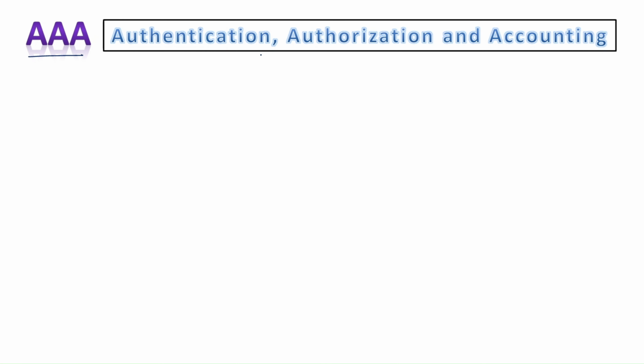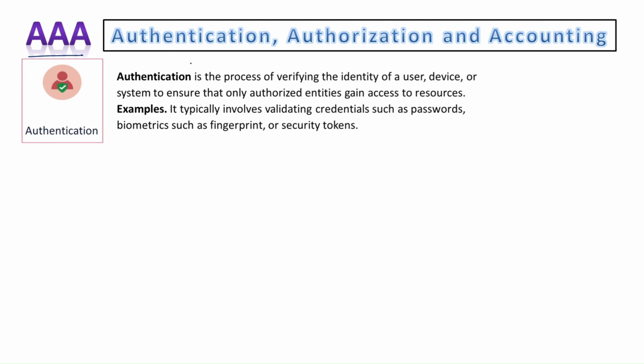Triple A, that is authentication, authorization, and accounting. Authentication is the process of verifying the identity of a user, device, or system to ensure that only authorized entities gain access to resources. For example, it typically involves validating credentials such as passwords, biometrics such as fingerprint, or security tokens.